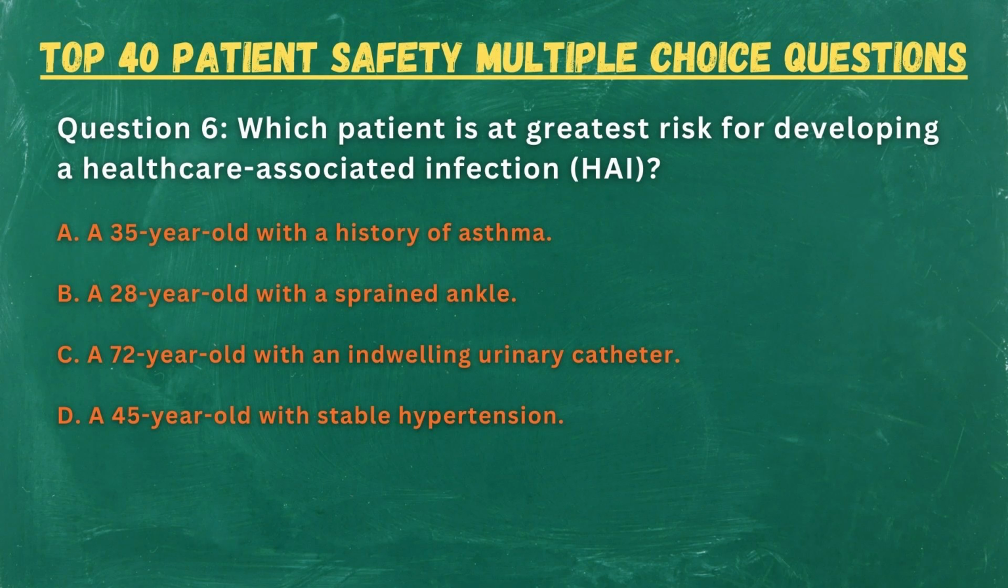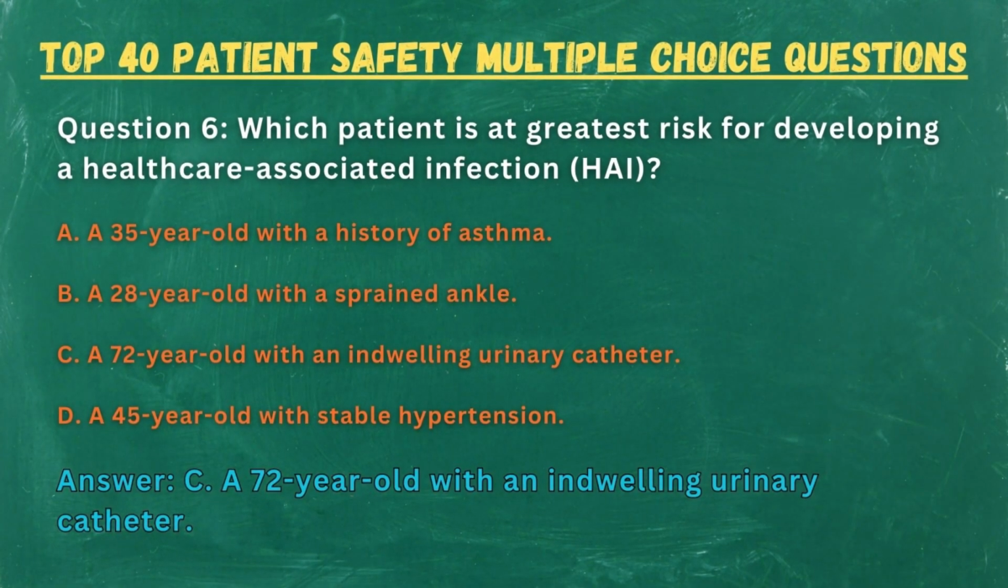Question 6. Which patient is at greatest risk for developing a healthcare-associated infection, HAI? A. A 35-year-old with a history of asthma. B. A 28-year-old with a sprained ankle. C. A 72-year-old with an indwelling urinary catheter. D. A 45-year-old with stable hypertension. Answer. C. A 72-year-old with an indwelling urinary catheter.